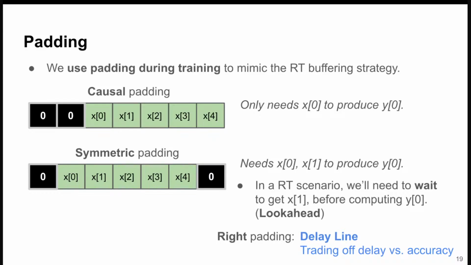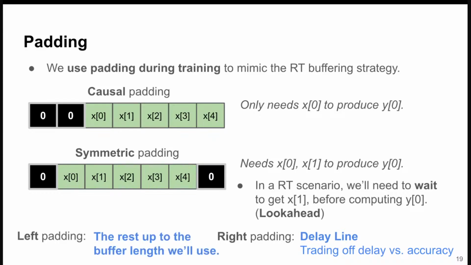That's why when we design these models for training, if we add right padding, that means that we are going to have to add a delay line in that layer in order to wait for the appropriate number of samples that we need for generating the first output. And this is great because this allows us to trade off delay versus accuracy of the model. The model usually performs better when it has a look ahead, of course, but we're trading off against delay.